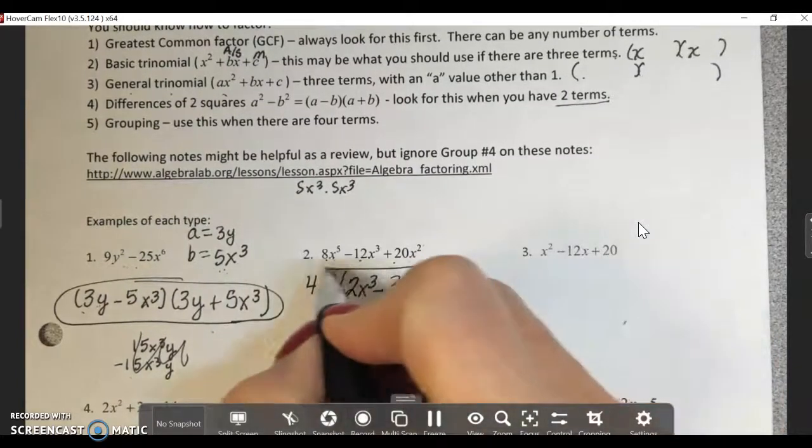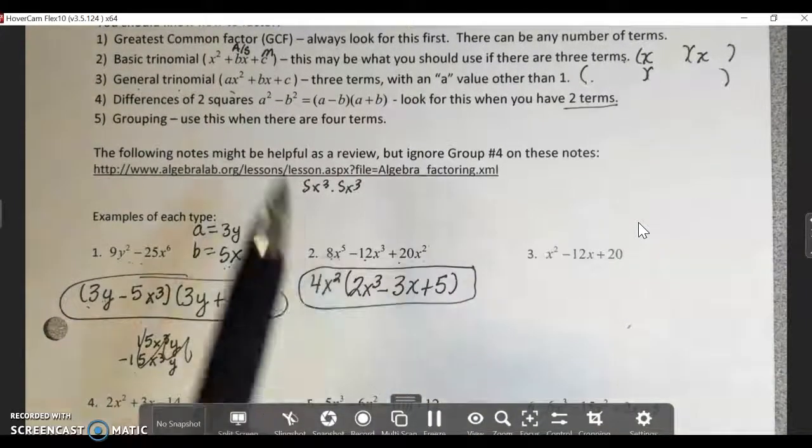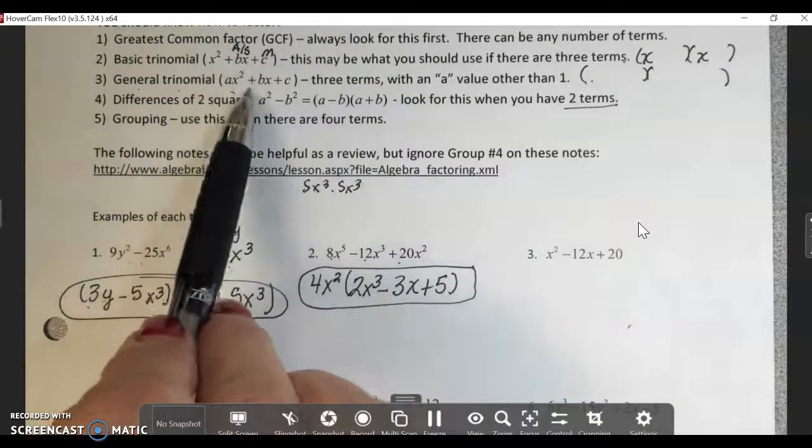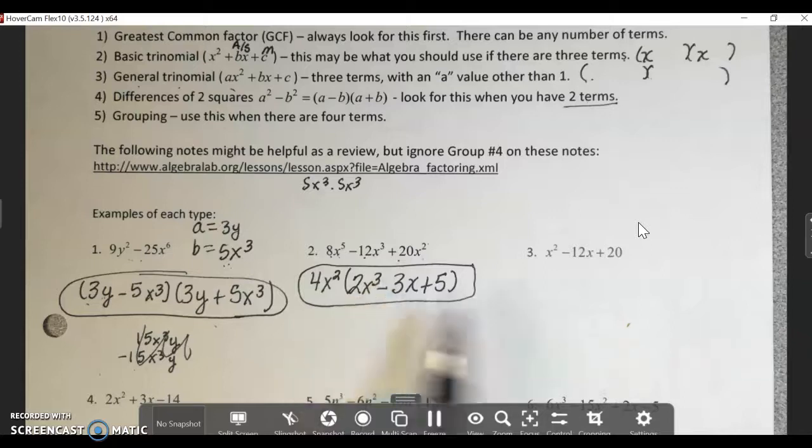And we are finished. The way that I know I'm finished is because this is an x to the 3rd. That is not in any of our methods. See how if this had been an x squared, I might have to check and see if I could do more with this. But since it's a cubed, we are finished.